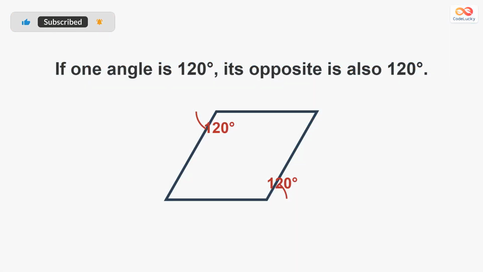Let's see this in action. If we know that one angle in a parallelogram is 120 degrees, then the angle directly opposite to it must also be 120 degrees. They are always equal.